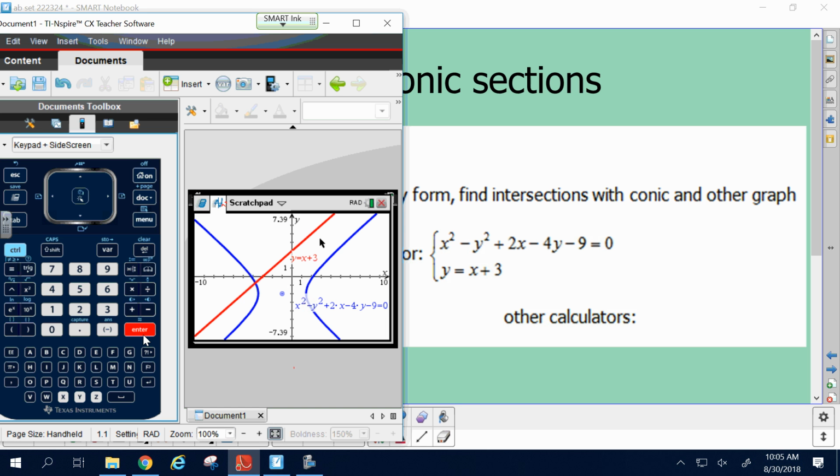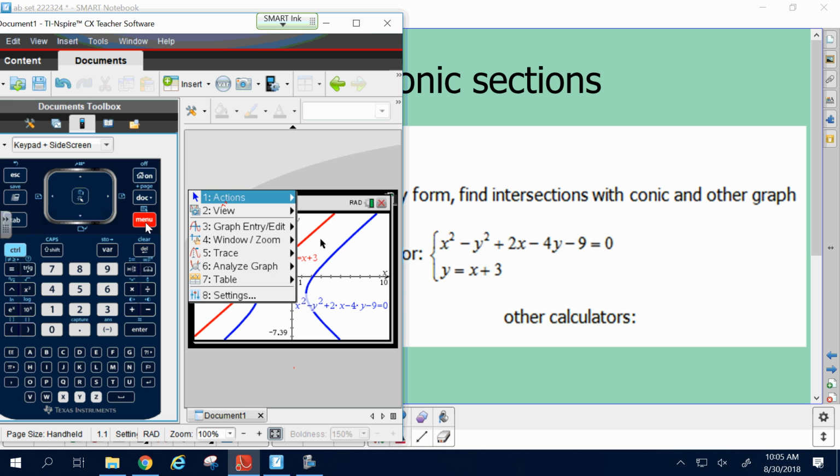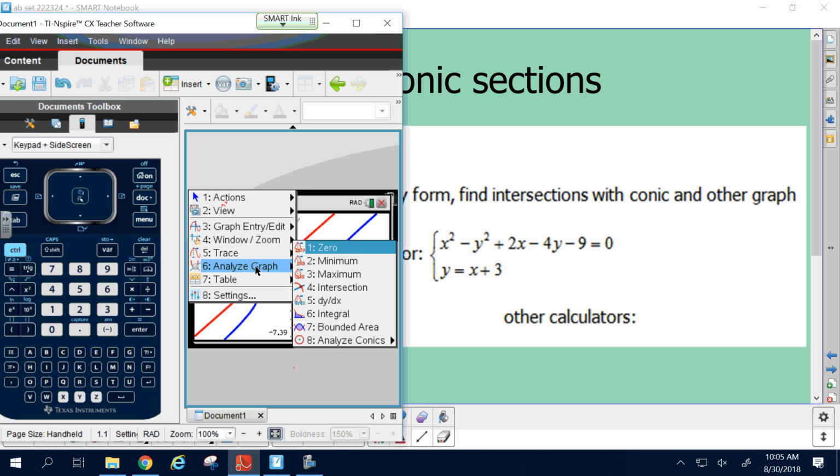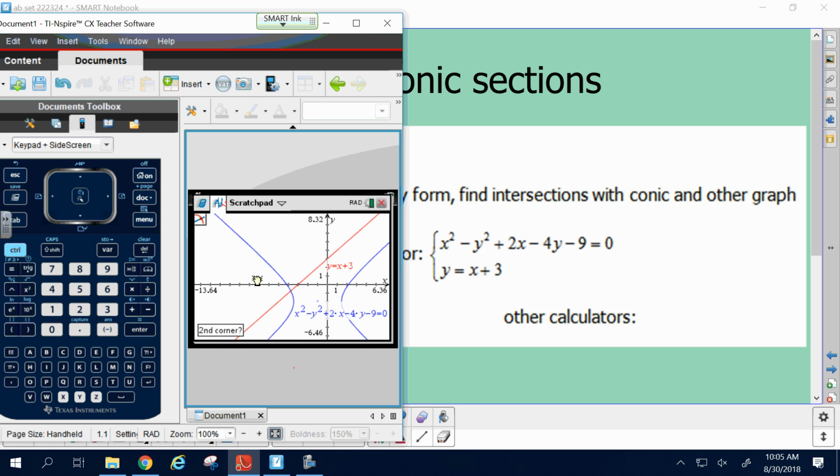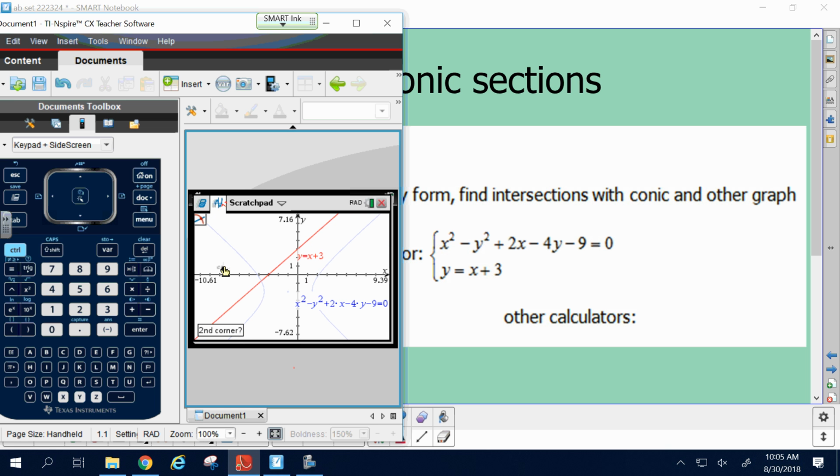The intersection, all right? So if I go to find the intersection in this, I'm going to go to Menu, Analyze Graph, Intersection. It looks a little different when you're in relation mode. It asks you to draw a box around the point you're finding. So when they say first corner, I'm going to say here. Second corner, I'm not used to doing this on the smartboard. I'm going to go across and make a box that encloses that intersection point. Boom, there's the intersection point, negative 3.75, negative 0.75, okay?